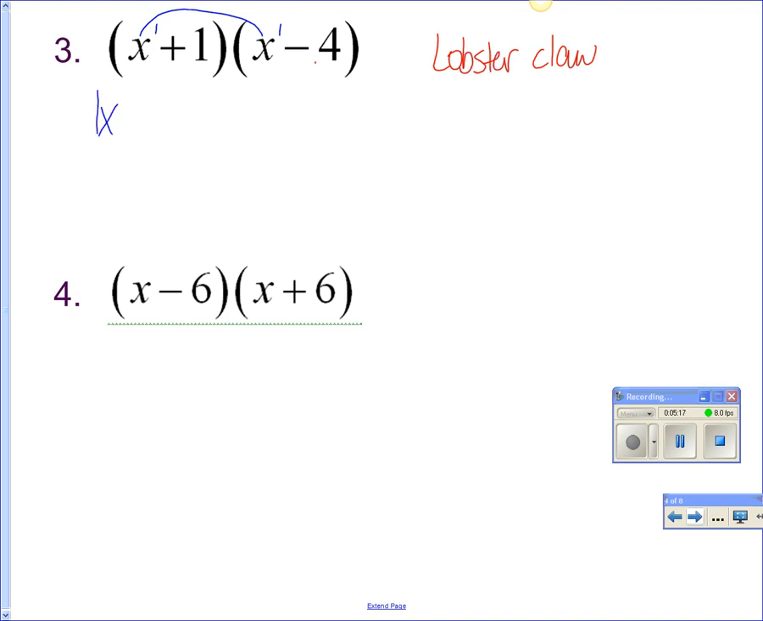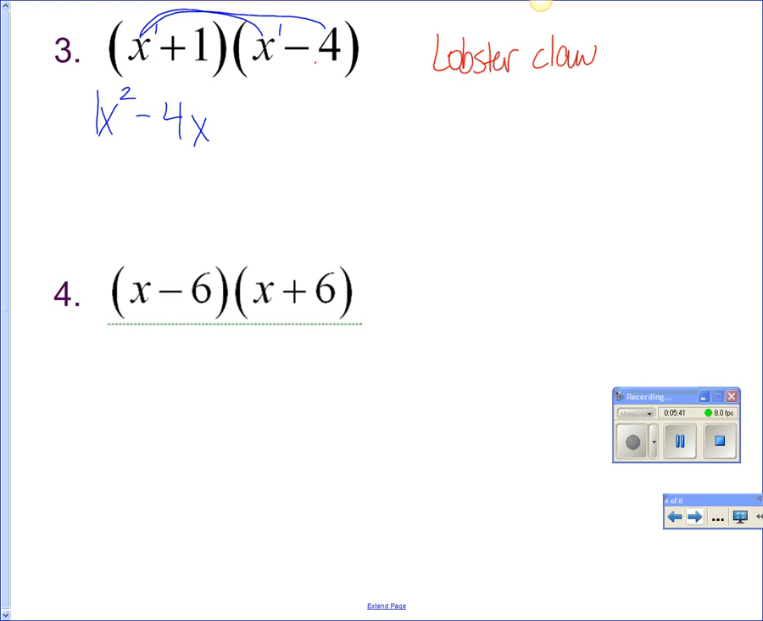1x to the second. You got to be careful with that today. Okay, so that's what you do first. X times x. Okay, now look up here, please. Now we're going to do x times negative 4. What's x times negative 4? Negative 4x. Good. All right, so that's one lobster claw, the top.